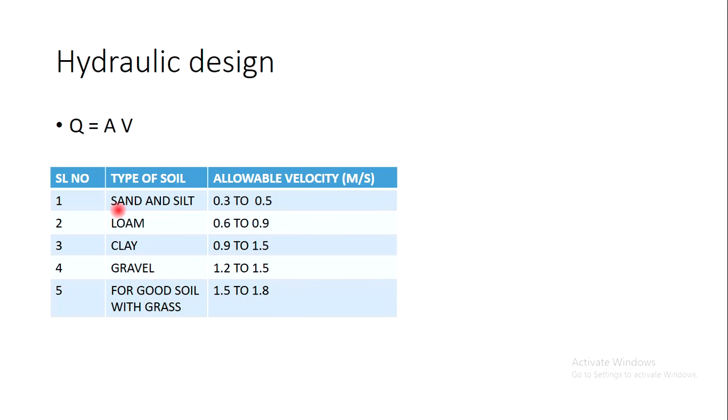For sand and silt, the allowable velocity should be between 0.3 to 0.5. For loamy soil, it is between 0.6 to 0.9. For clay, it is between 0.9 to 1.5. For gravel, it is between 1.2 to 1.5. For good soil covered with grass, it is between 1.5 to 1.8 meters per second.